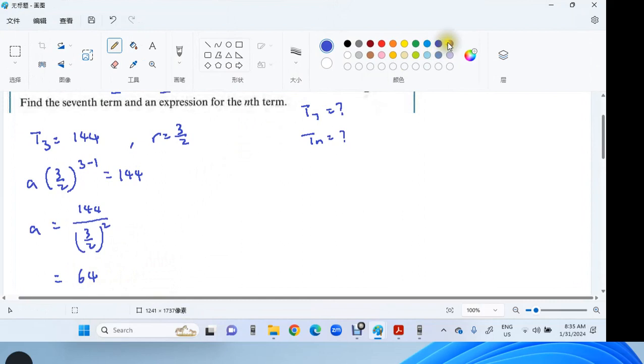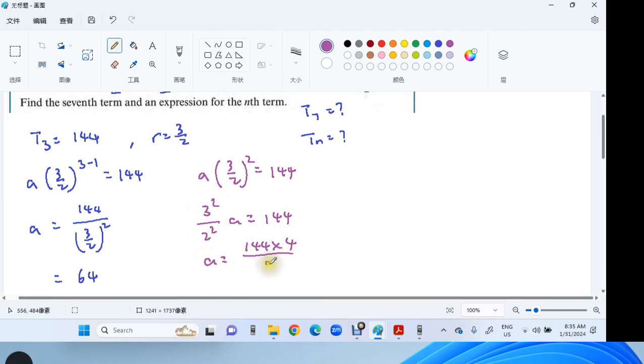For this one, you can do it the other way. That is, you have A times (3 over 2) squared equal to 144. So you have A times 3 squared over 2 squared is 144. So A is 144 multiplied by 4 divided by 9. Then you can simplify: 144 divided by 9 is 16. So 16 times 4, then it is 64.